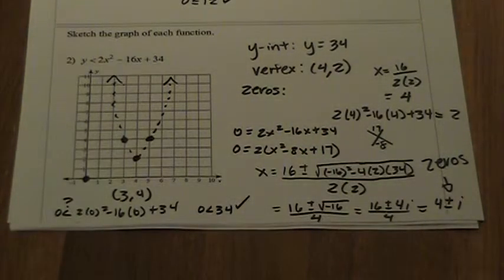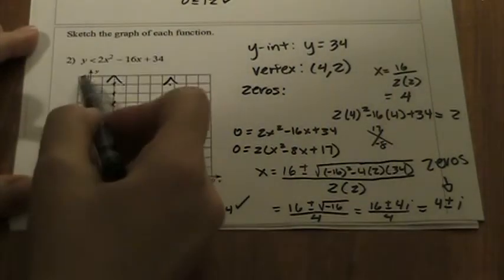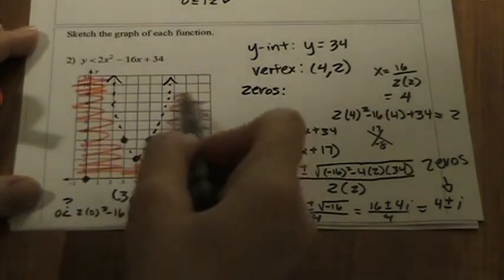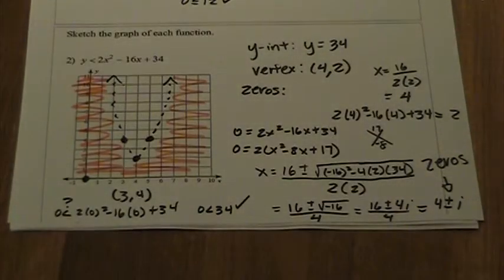So that means that point is in the solution region, which means I need to shade the region that point is in. And it's here, outside of the parabola. So that tells me to shade outside of the parabola. And I would be finished. So that's how you would graph a quadratic inequality with a dashed line.